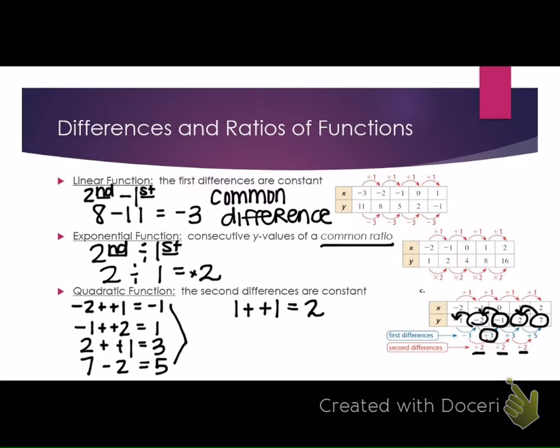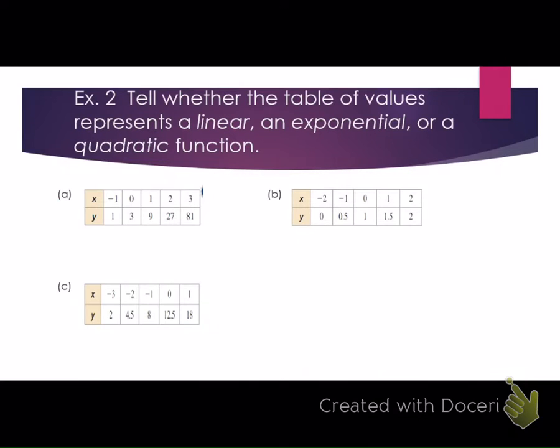So if the second differences are constant, it is considered a quadratic function. Before you feel completely defeated, let's go work an example. Example 2: tell whether the table of values represents a linear, an exponential, or a quadratic function.